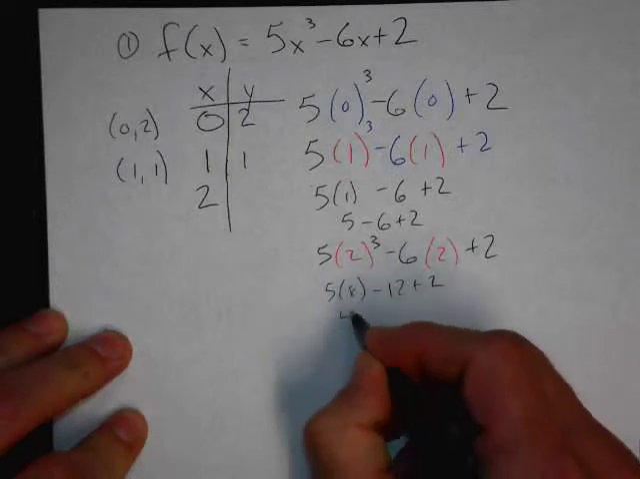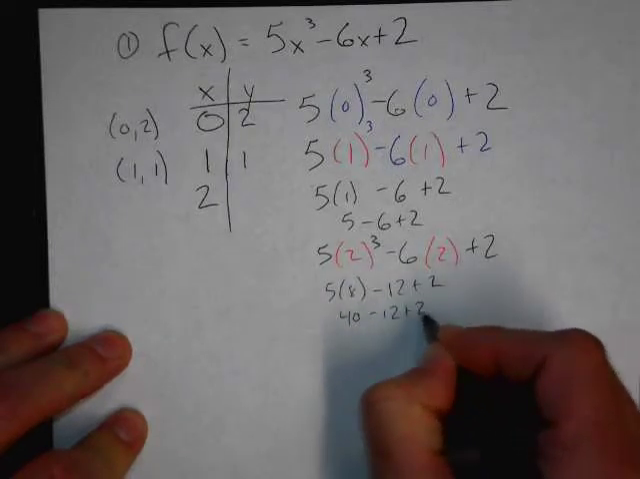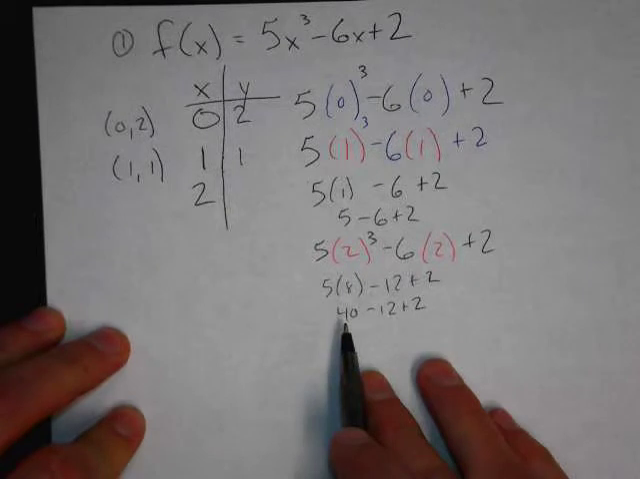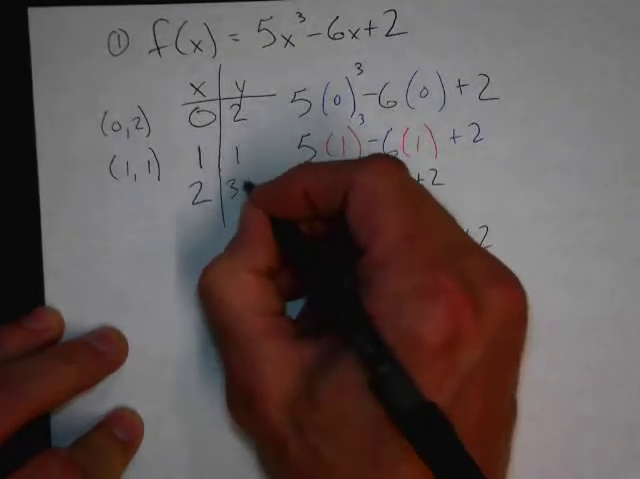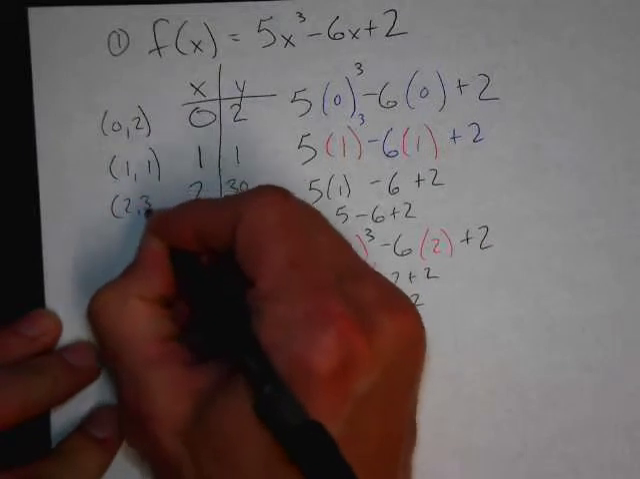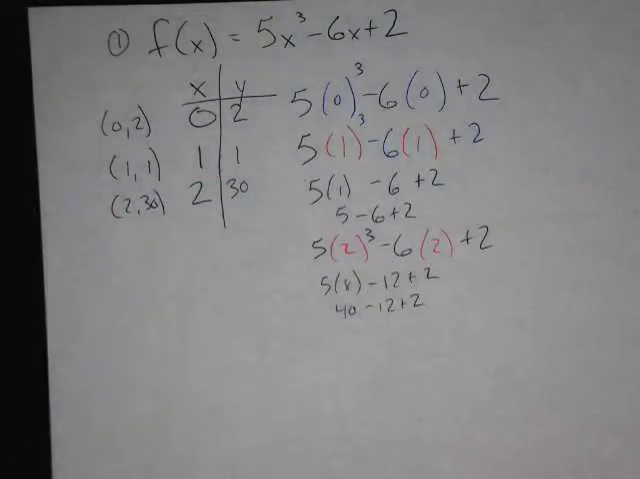So 5 times 8 is 40. 40 minus 12 plus 2. So that gives us 28 plus 2, which is 30. All right, that's easy. So if we have the ordered pair 2, 30, we can now clearly see which graph this belongs to.